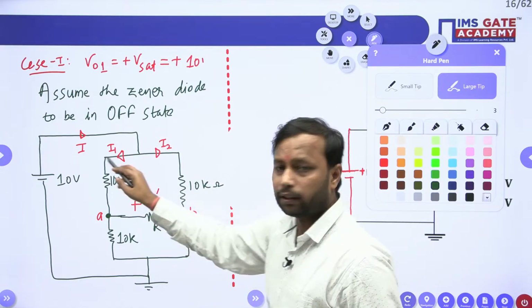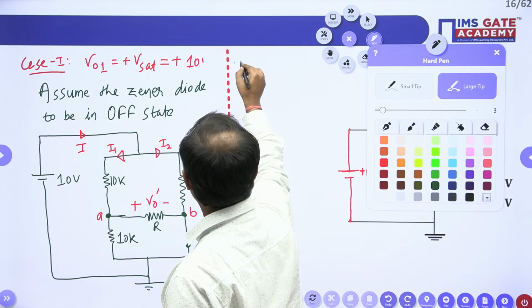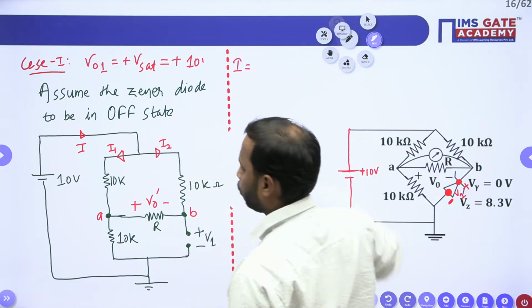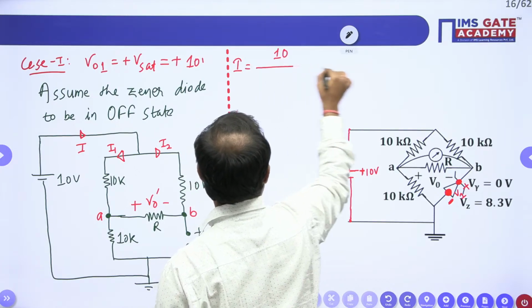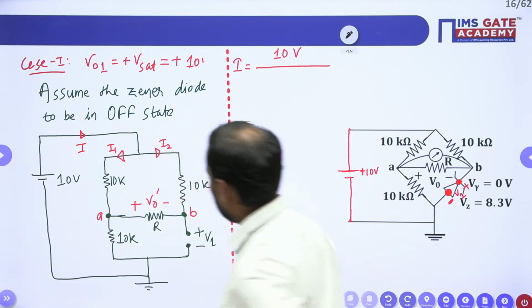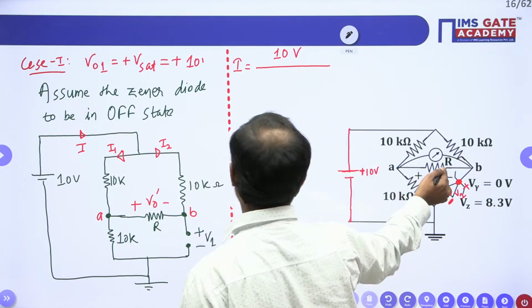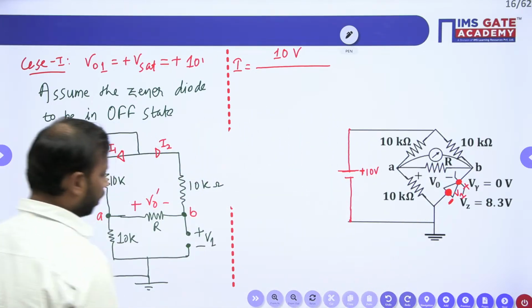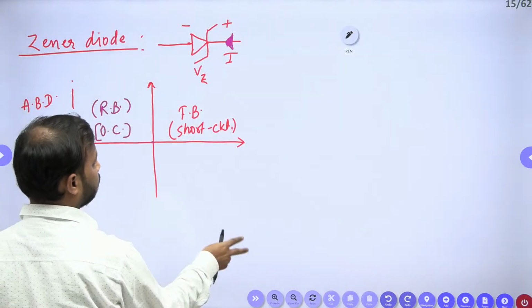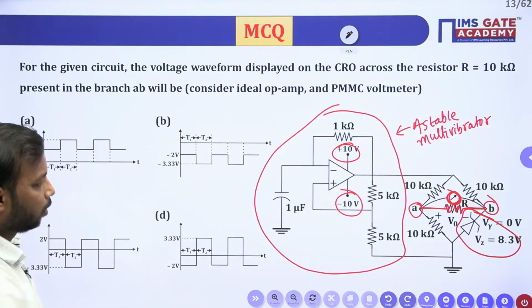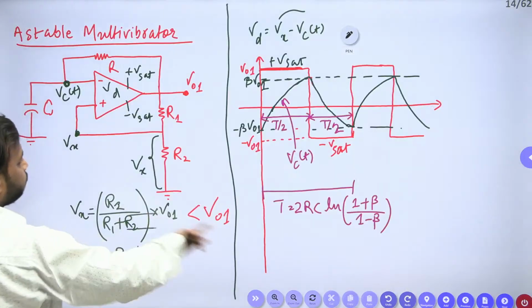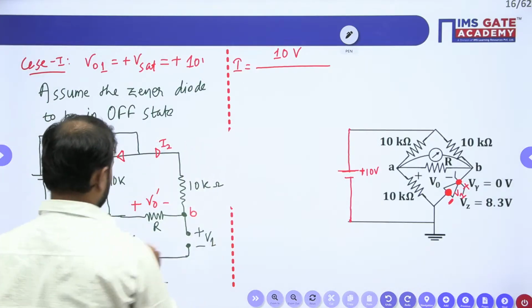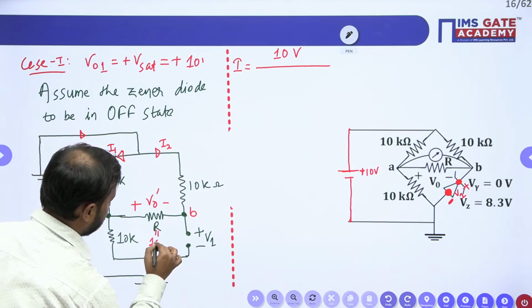Okay, how to find this total current? This total current I will be equal to 10 divided by, means 10 volt. Now see, this R is what? This R is given in the question as 10 kilo ohm. Let me check here. This is 10 kilo ohm. Okay, that is 10 kilo ohm. This R is 10 kilo ohm.